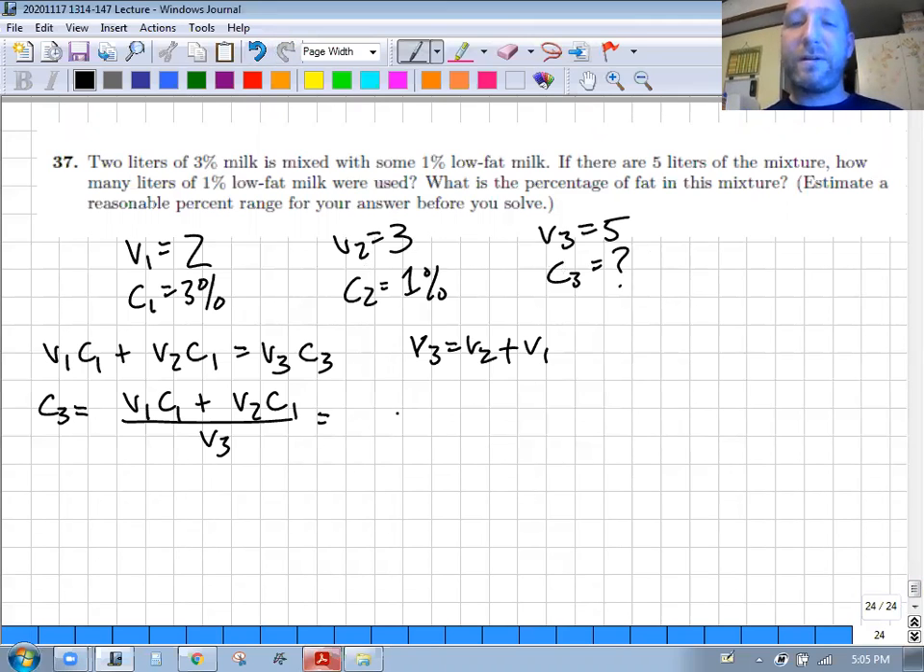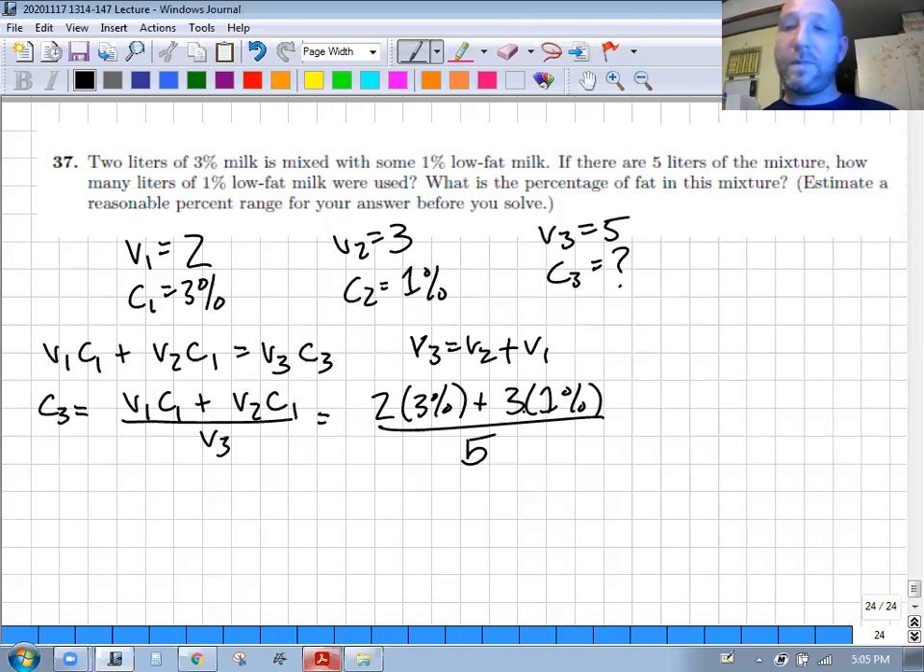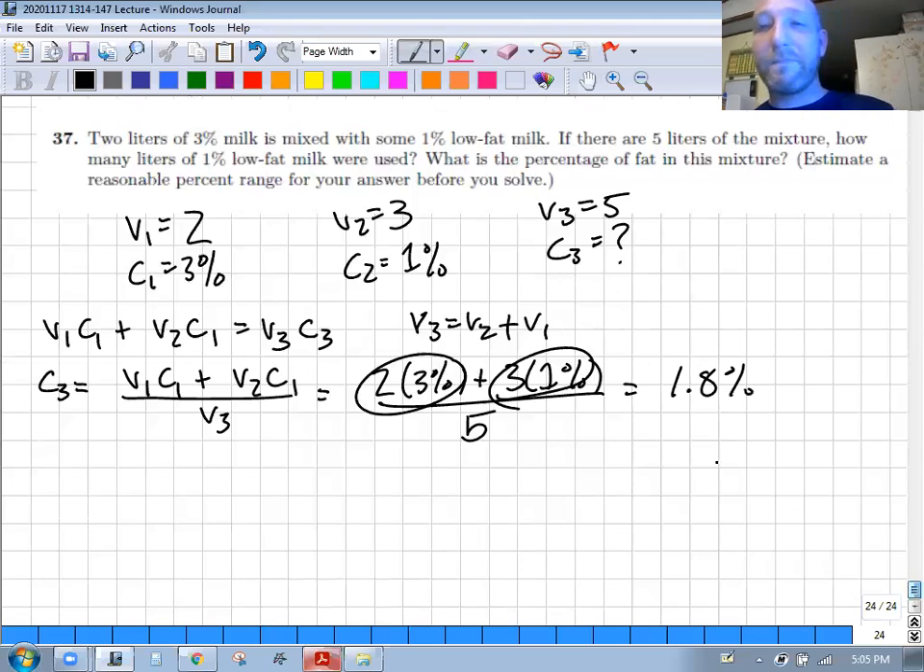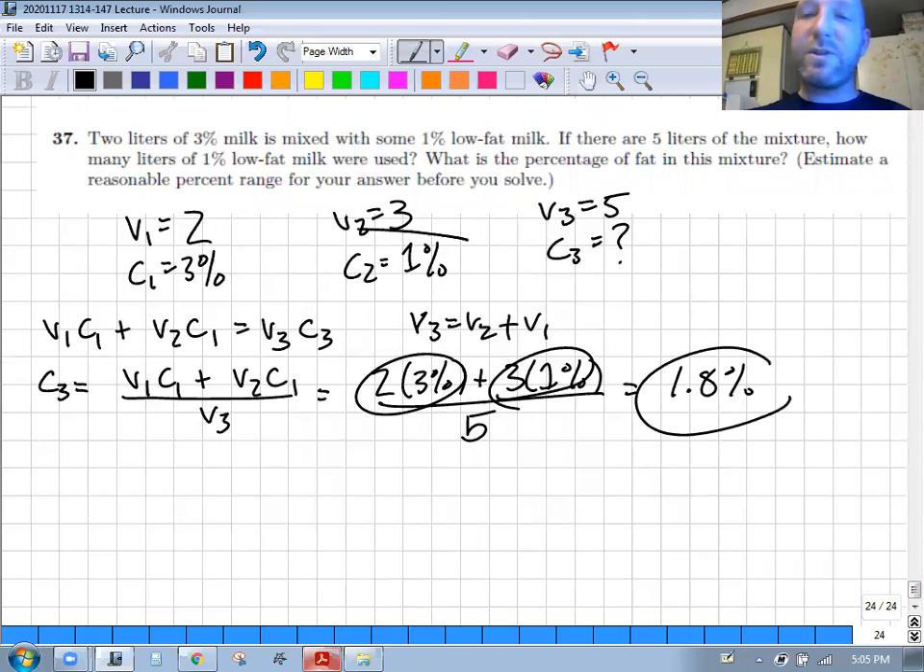I'm disappointed. We got 2 at 3%, 3 at 1%. Gives us a total of 5. So 6 and 3 is 9, divided by 5, 1.8%. Isn't that the same number we just got? No, 5.8. Okay. 1.8 makes sense. It's right between 1 and 3%.